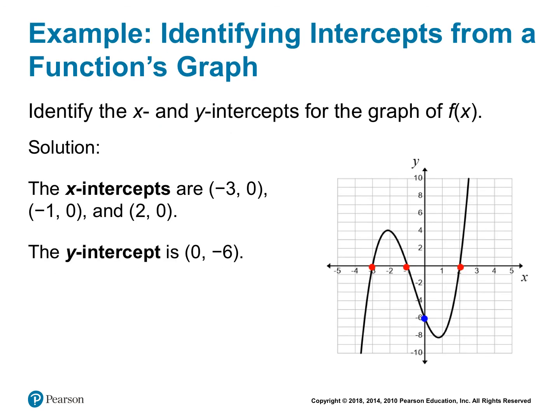Okay, so here's an example. Identify the x and y-intercepts for the graph. The x-intercepts are all those red dots. You can see it crosses the x-axis in 3 different locations, so then you just write those as coordinates. This one right here is the -3, 0. That's where they got that. And the y-intercept is the blue dot. This coordinate down here is 0, -6 as a coordinate, and that's where they got this dot, because that's on the y-axis.